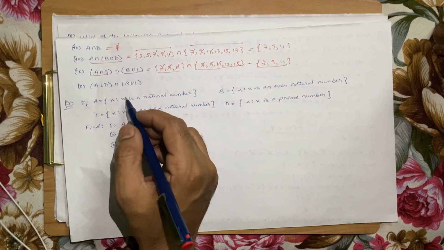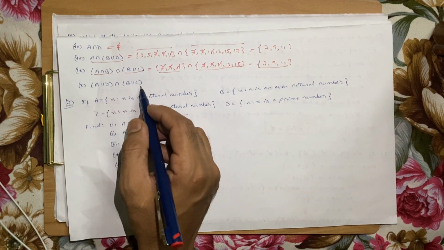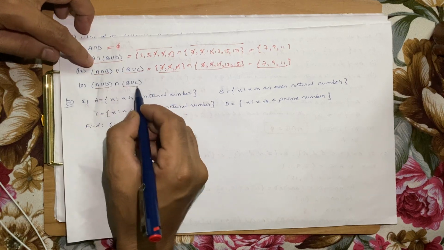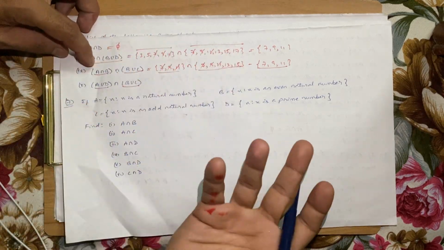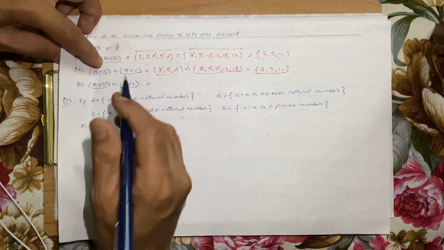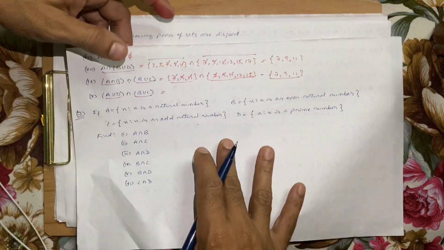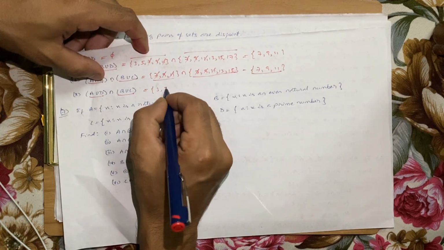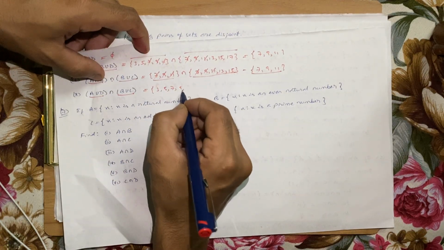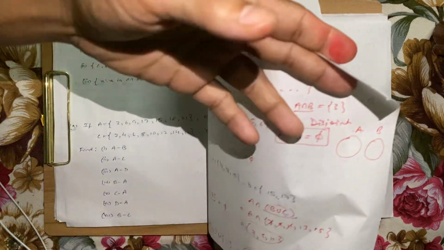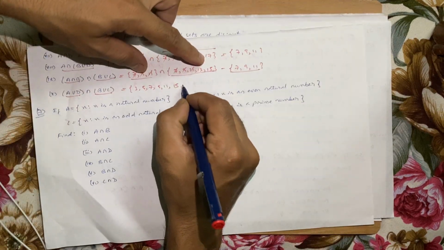And now the last one is A union D intersection B union C. So I'll do this first and I'll do this first. Let's remove the brackets first. Let's keep it simple, okay? So A union D, A and D combined, it will be 3, 5, 7, 9, 11, 15 and 17, okay?